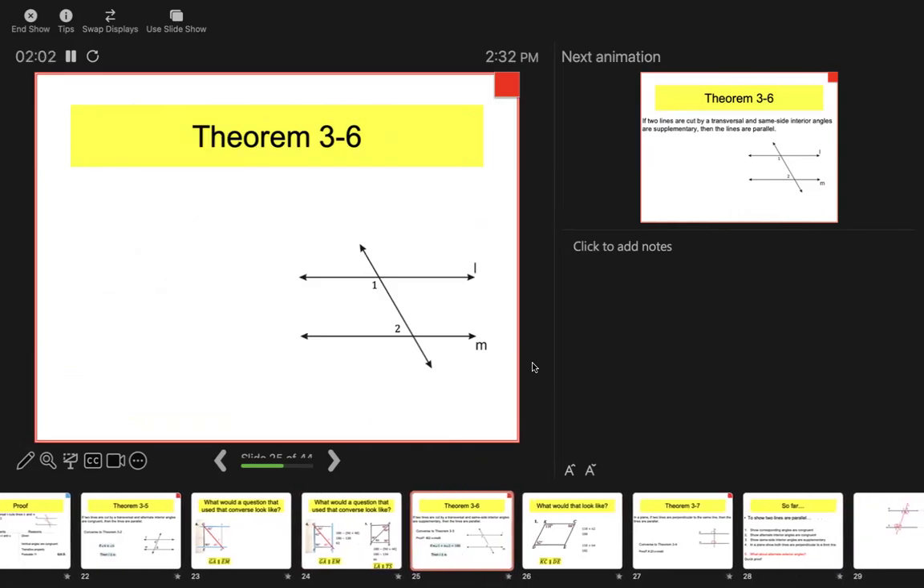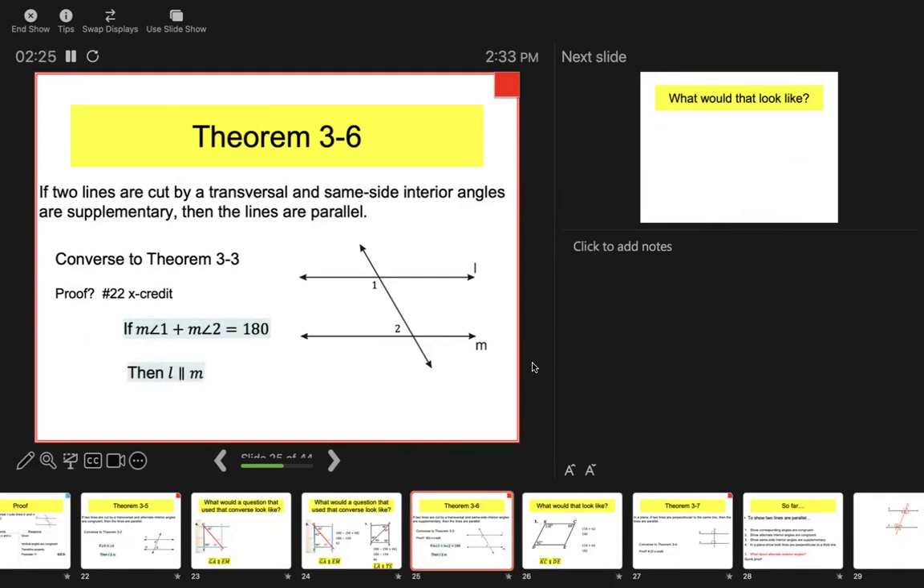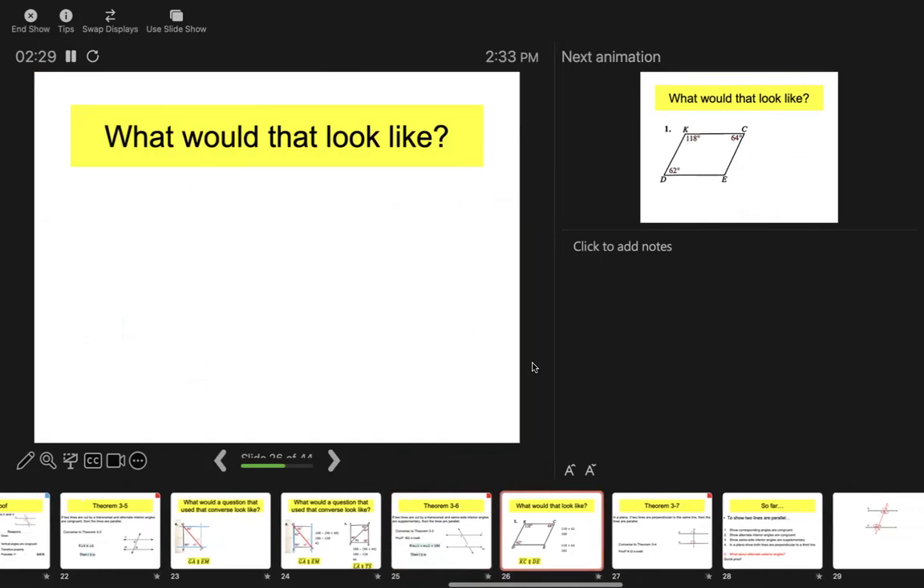I'm going to give you this one for free, meaning we're not going to prove it. You're going to prove it tonight for homework. But this is the last converse. This says that if the sum of the same side interior angles is supplementary, or equal to 180, then the two lines are parallel. So if the measure of angle 1 plus the measure of angle 2 equals 180, then line L is parallel to line M. Cool.